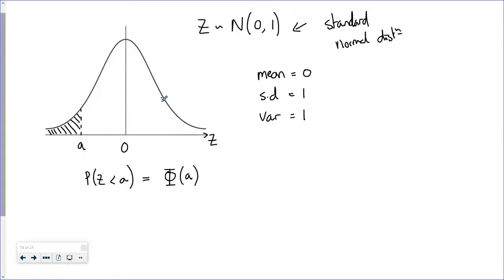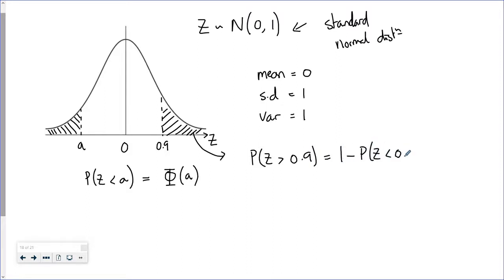So for example, if you wanted to work out the probability of Z being greater than 0.9, we wanted this probability here, and we wanted it in terms of phi. Well, phi is always to do with the left of a value. So we need to write this in terms of the probability of Z being less than something. We could write this as 1 minus the probability of Z being less than 0.9.